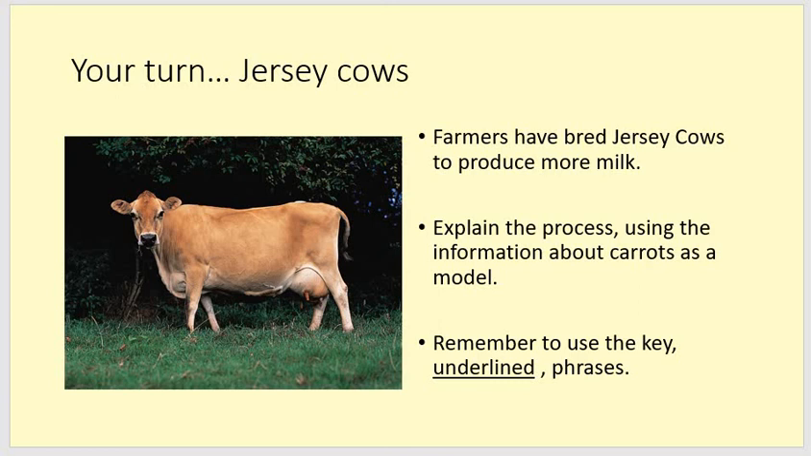Now, using the carrot example we've already looked at, you have to explain how Jersey cows have been bred to produce more milk. Try to use the key underlined phrases that were in the previous example. If you've downloaded this video, you can obviously go backwards to have a look at the previous example. Use that as a model. Use it as a scaffold. You don't have to invent it. You've got that there as an example to help you. Remember, you can pause the video while you do this. You don't have to do it quickly before I change slides.